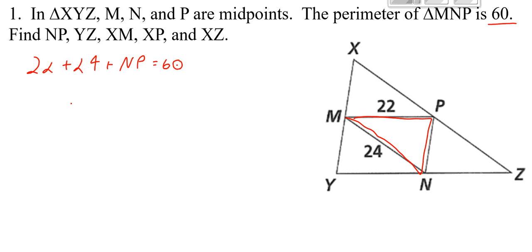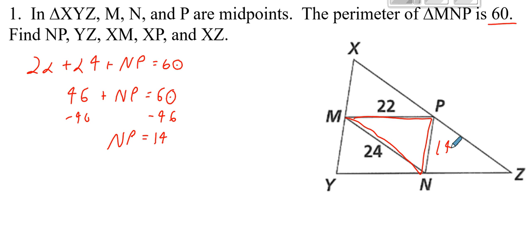Over here, I'm going to get 46 when I collect my like terms, plus NP is equal to 60. When I subtract 46 from both sides, I'm going to see that NP is equal to 14. So I have found NP. The next thing I need to do is find YZ. YZ is this length over here, so that length there, YZ.